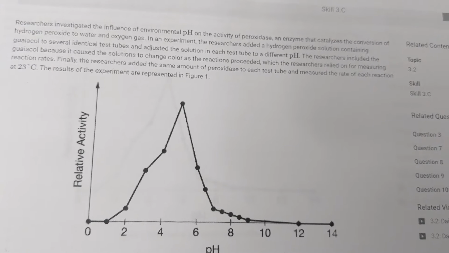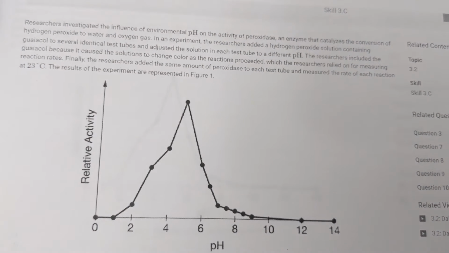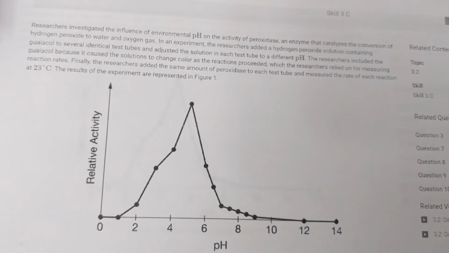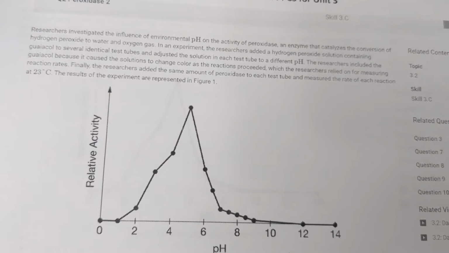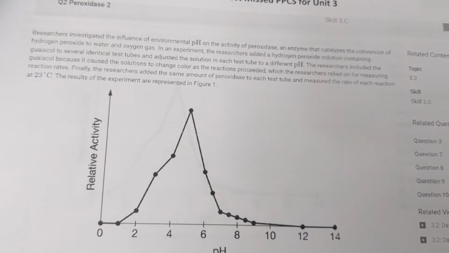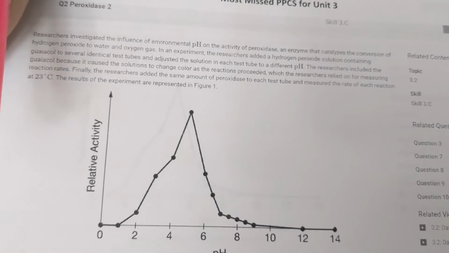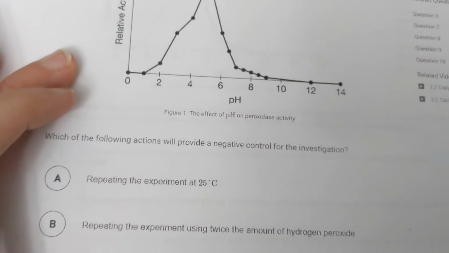So it says the researcher included guaiacol, which is again what we use too, because it caused the solution to change color as the reactions proceeded, which the researcher relied on for measuring the reaction rate. So indirectly, he measured the reaction rate with absorption, okay? And then finally, the researcher added the same amount of peroxidase to each test tube and measured the rate of the reactions at 23 degrees. And these are our results, okay?